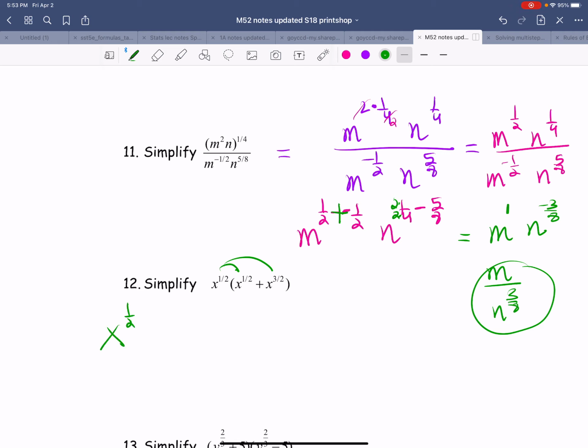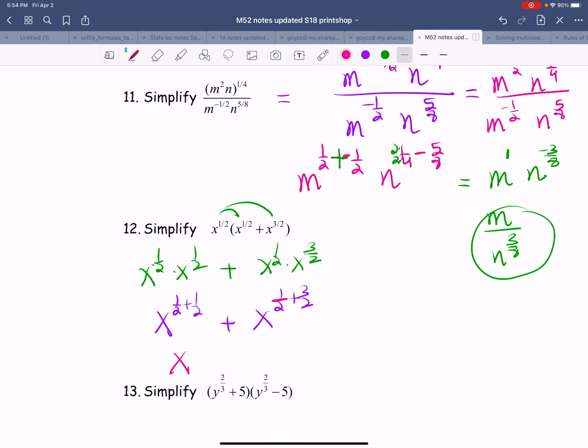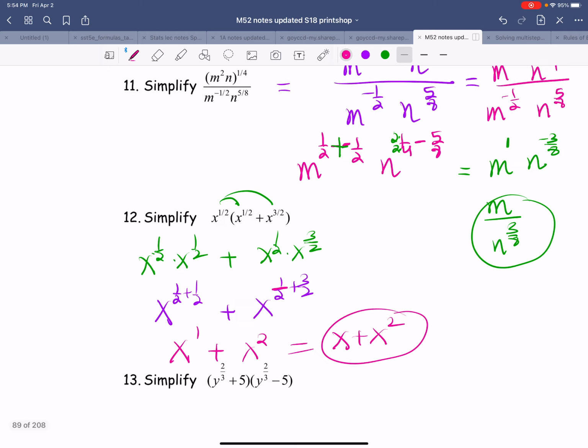Number 12 says simplify, so we're going to be using the distributive property. Remember, when we are distributing, we are multiplying, so let's write it as x to the 1/2 times x to the 1/2 plus x to the 1/2 times x to the 3/2. So this turns out to be x to the power 1/2 plus 1/2 plus x to the power 1/2 plus 3/2. Because the bases are the same and there's a product in the middle, we can use the rule of exponents here. Turns out to be x to the power 1 plus x to the power 4/2, which is x squared. So x plus x squared is what we're left with here.